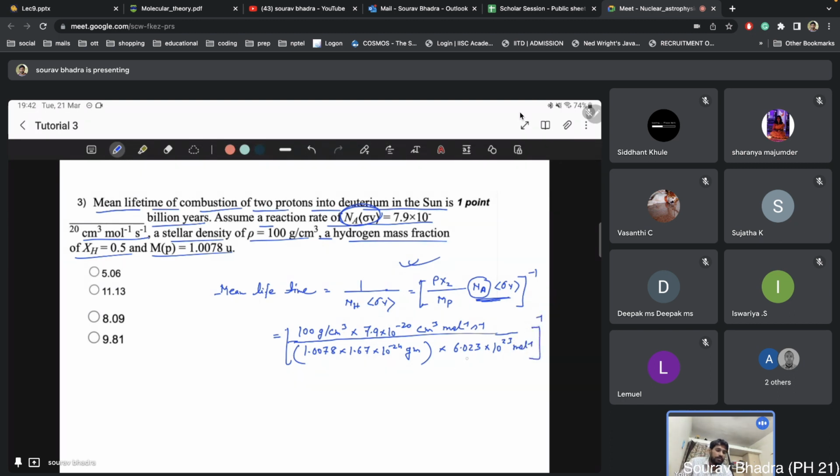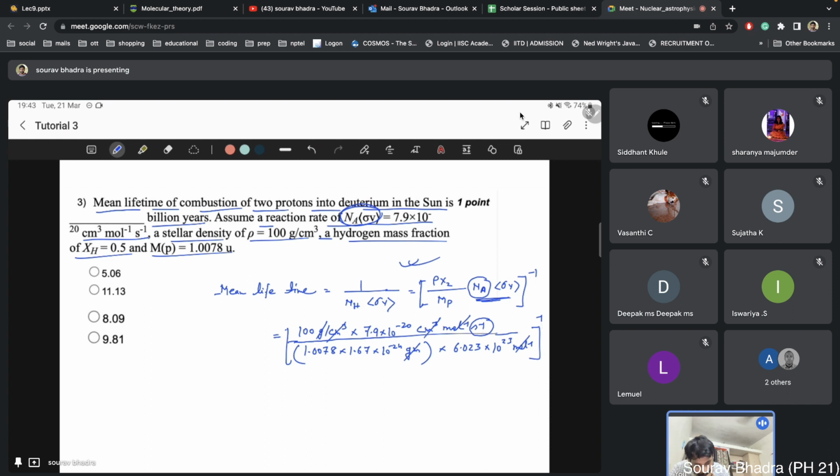So you have 6.023 times 10 to the power 23 atoms in 1 mole. That's why I have written mole inverse, that means per mole. So this mole inverse and this mole will cancel out, otherwise you will get the answer in mole. Then you can also divide by the Avogadro number, no problem. The thing is you have to get rid of that mole, and this centimeter cube is gram per centimeter cube, so the centimeter cube in the denominator will cancel this, and the gram will be cancelled out. So you are left with second inverse, and outside there is also an inverse.